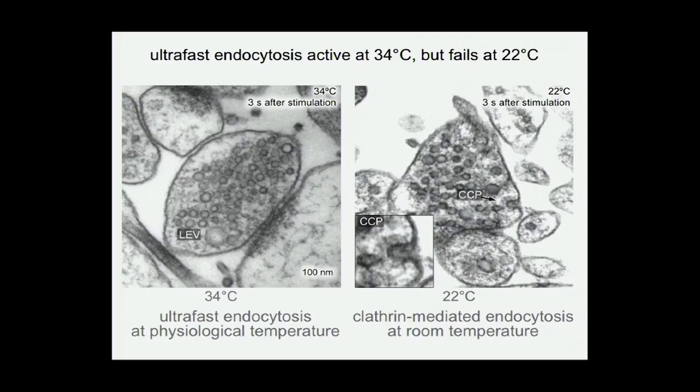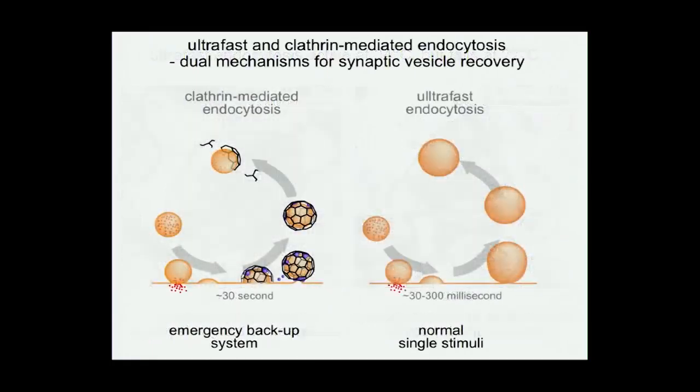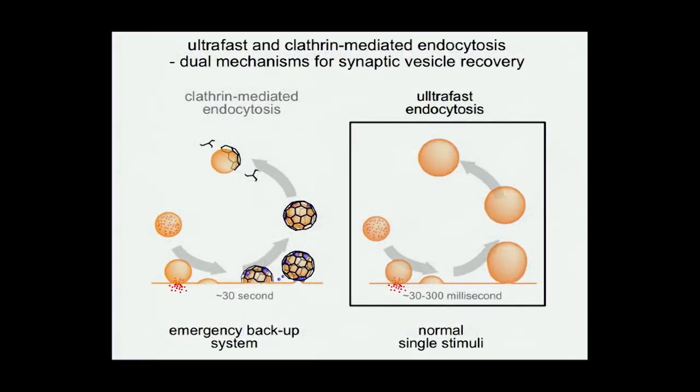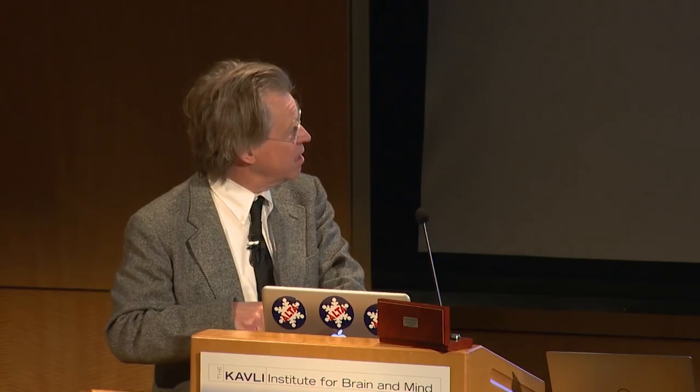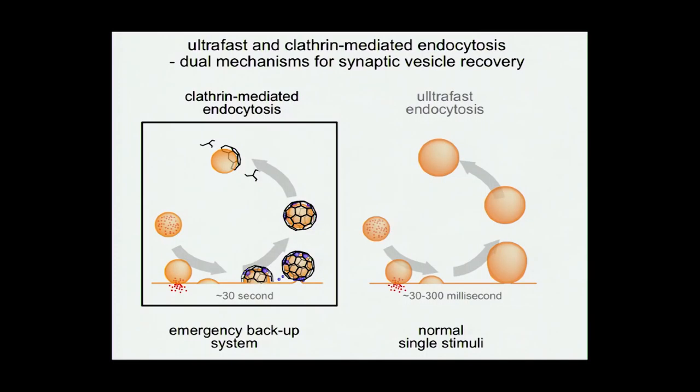So what we think is going on is at 34 degrees, we see ultrafast endocytosis. And then at 22 degrees, we see clathrin-coated pits and clathrin-mediated endocytosis. So in conclusion, we think that normally we have ultrafast endocytosis, removing membrane from the surface after action potentials, and then in the absence of ultrafast endocytosis, there's an emergency backup system, which is clathrin-mediated endocytosis.